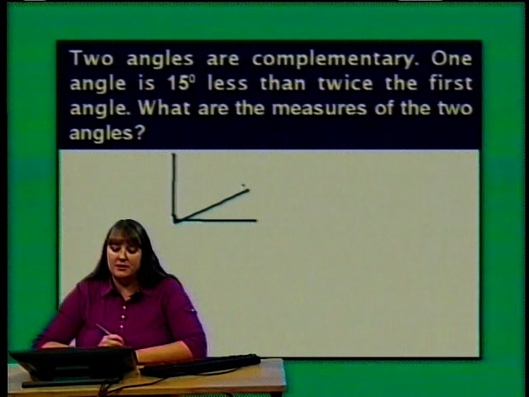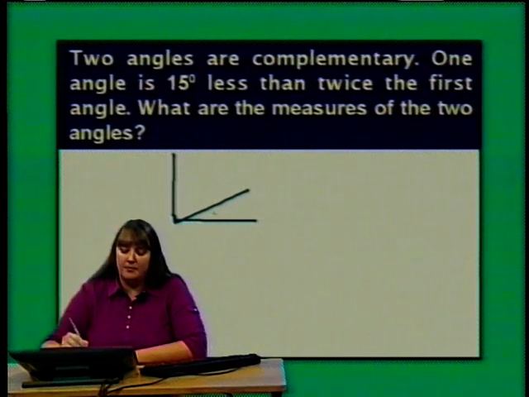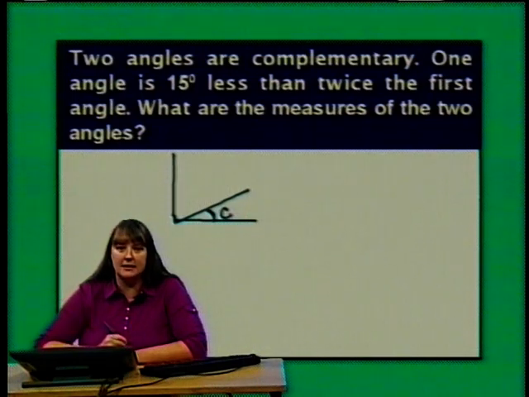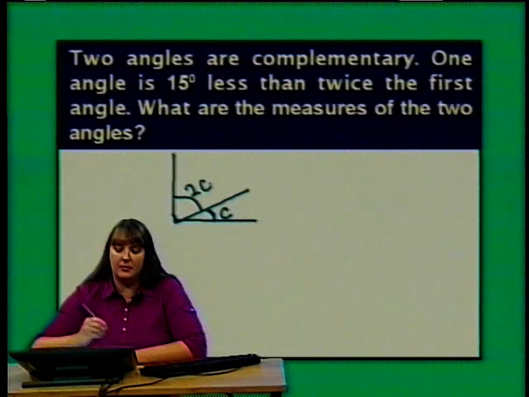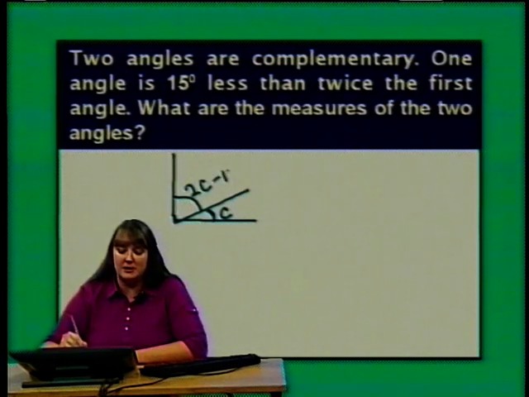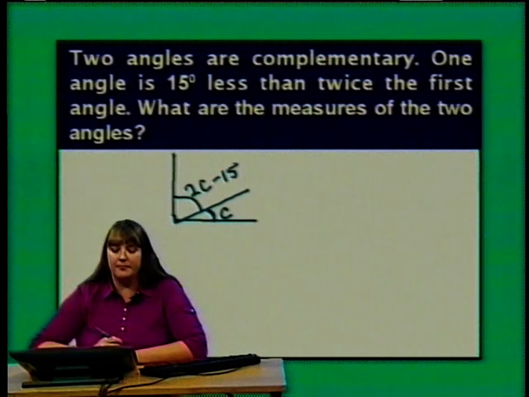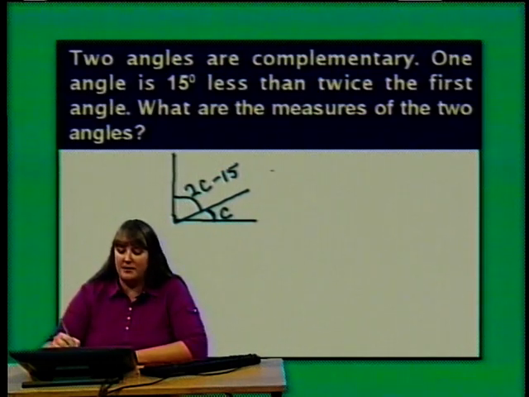One angle is 15 degrees less than twice the first angle. So if I label this as my first angle, I'm going to call it C. Then the other angle is 15 degrees less than twice this one. Twice this one means 2 times this one. So 2C. 15 degrees less means I'm going to subtract 15. So 2C minus 15.